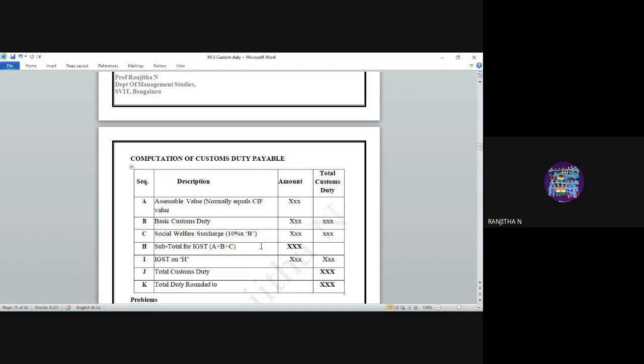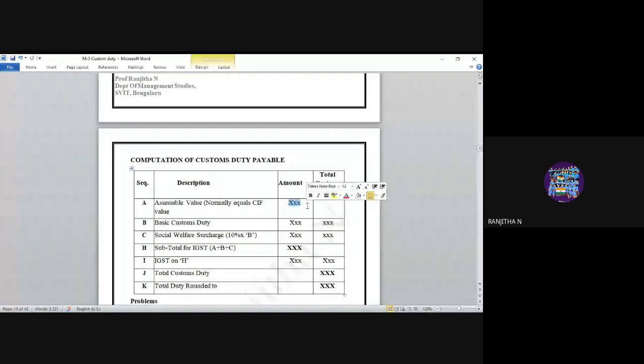After taking the assessable value, the next step in this computation is to calculate the basic customs duty payable. How to calculate this basic customs duty? For example, in the question, if they have mentioned 10% as the basic customs duty, on which value do we charge it? The answer is we charge basic customs duty on the assessable value. Here you can find the assessable value at the first stage. On this, we are going to charge basic customs duty.